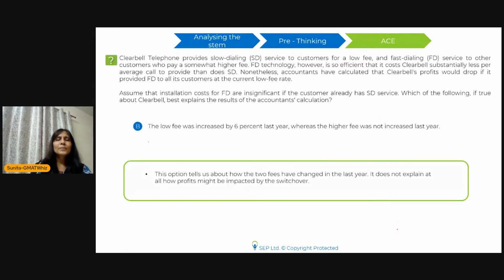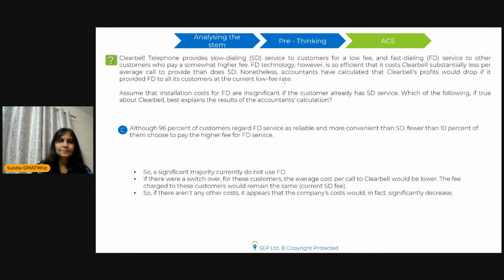Let's go to B. The low fee was increased 6% last year, whereas the higher fee was not increased. We don't care when the low fee was increased, when the high fee was increased, whether the high fee was increased or not, because we are going to bring everybody down to the current low fee rate. There won't be any fee differential at all. So B is out. It doesn't explain anything.